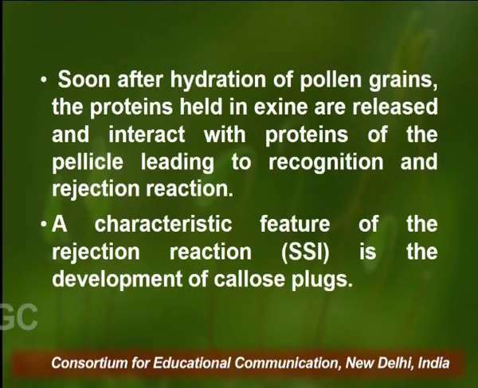Once the pollen grains land on the stigma and are hydrated, the proteins which are held in the exine are released and they interact with the proteins of the pellicle. So, this interaction leads to a recognition and rejection reaction. And the characteristic feature of this recognition rejection reaction is that in case the pollen has to be rejected, then there is development of callose plugs.